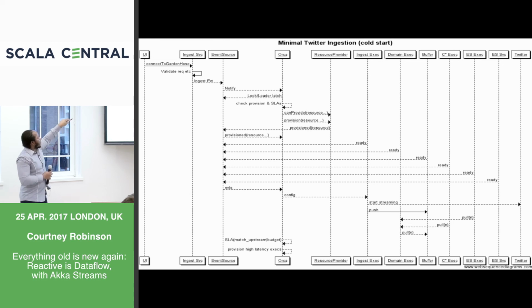So the idea was, if you're familiar with the Twitter garden hose, they provide a sample of tweets that are going through Twitter. And the idea was that I was going to walk you through building essentially an entire pipeline to process that. Now, at the very end, you've got this domain exec, but this would essentially be something that you've written. Now, the important part is this pull n.